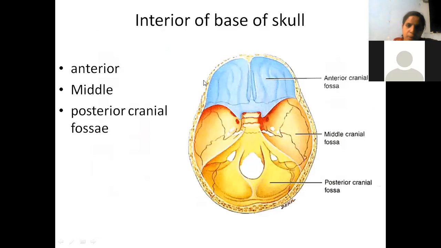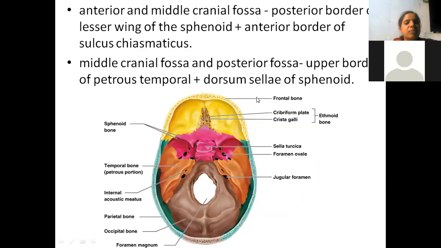Now coming to the interior of the base of the skull, it is divided into three subdivisions: anterior cranial fossa, middle cranial fossa, and posterior cranial fossa. The anterior cranial fossa is predominantly formed by the frontal bone. We will see it in detail with different colors.